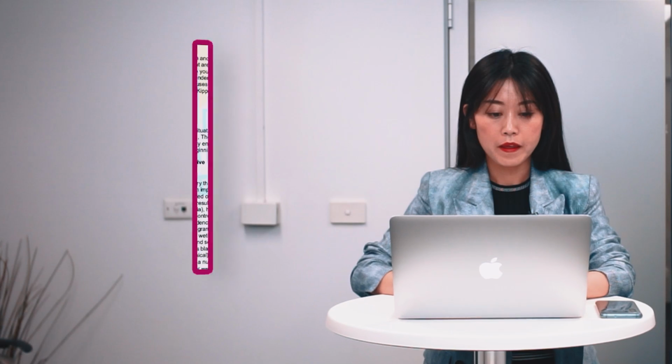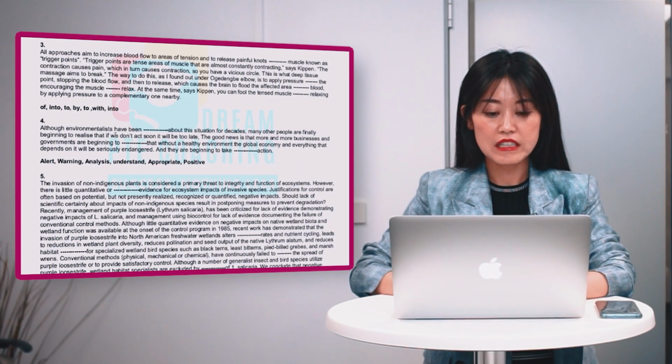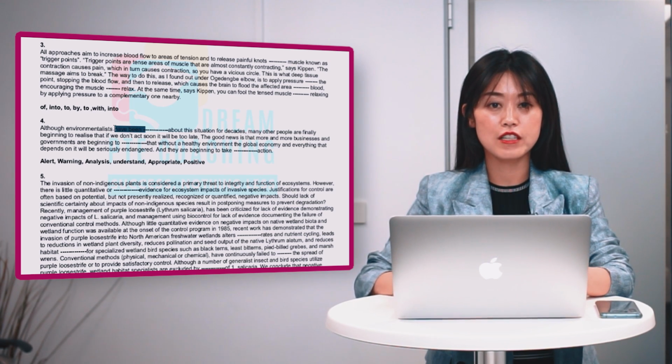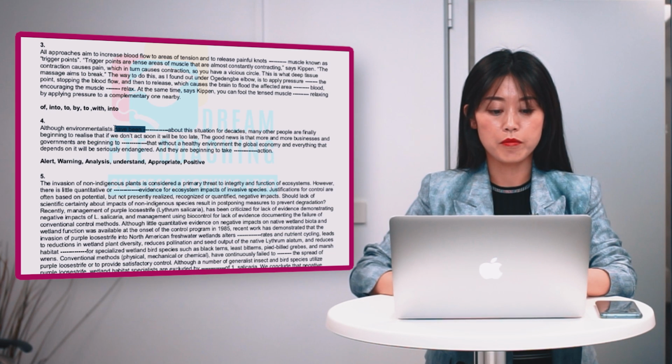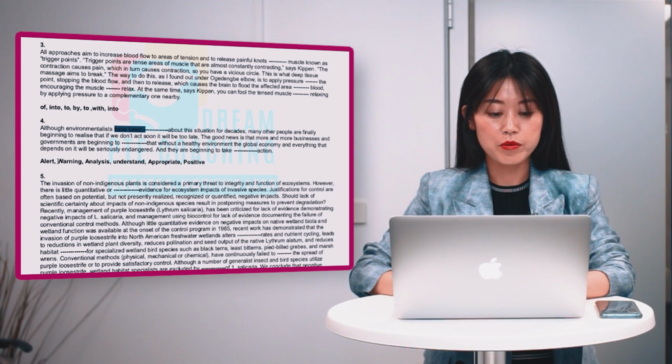So now we take a few examples just to try what kind of blanks that you might have. So we check in here. First of all, let's look at this blank. This question, although environmentalists have been something about this situation for decades, we see have been. So obviously we are looking for something with verb with ing form. So under this case, we have one option here, warning. So in this blank, we will choose warning in here.